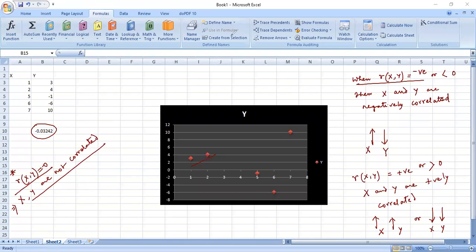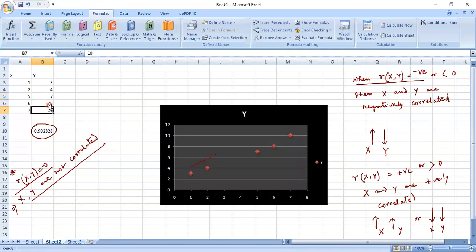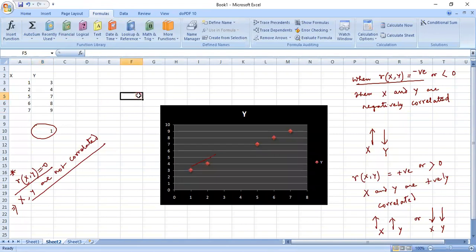What I will do now is change these values a little bit and try to find out how the scatter plot changes and what the value of the correlation coefficient becomes. So, okay, let us take this to be 7, this to be 8, and that to be 9. Now you see, the correlation coefficient here is positive, and it is what? Exactly, it has become 1. Just note it down.